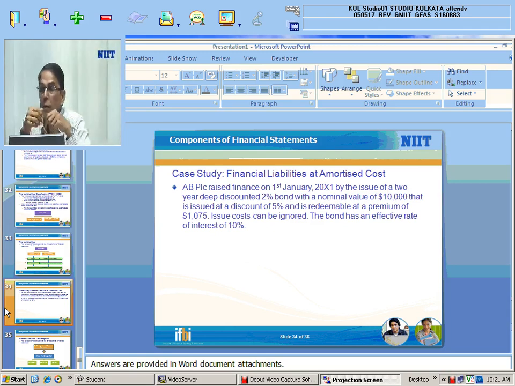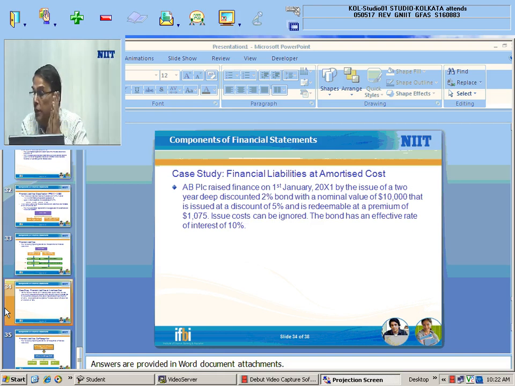Premium, so the actual amount that will be paid to the bondholder will be 11,075 on redemption. Issue cost can be ignored. So transaction cost has not been taken into account. Transaction cost has been taken as 0. The bond has an effective rate of interest of 10%. So we'll see how it is measured initially on the date of issuance of the bond, and how it has to be subsequently measured, and what will happen to the difference between initial measurement and subsequent measurement.